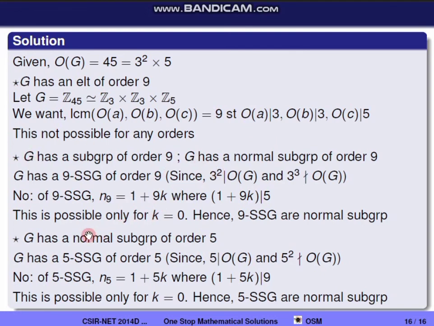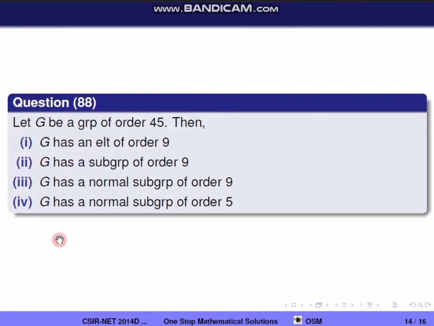So the last option: G has a normal subgroup of order 5. Essentially, G has a subgroup of order 5, since 5 divides the order of G and 5² doesn't divide the order of G. So using the third Sylow theorem, we will find the number of 5-Sylow subgroups, that is equal to 1 + 5k, where 1 + 5k divides 9. This is possible only for k equal to 0. Therefore, we got the 5-Sylow subgroup as a unique subgroup. Hence the 5-Sylow subgroup is a normal subgroup. So this option is also correct. So now we will check the correct options. So the correct options are 2, 3 and 4.